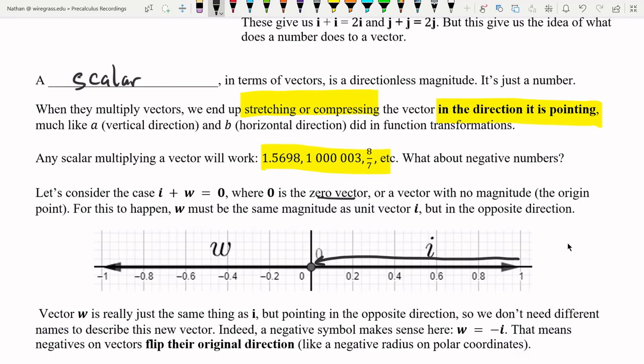And so we don't actually need a different symbol for this. All we need to do is say that w is negative i. And that's what a negative will do to vectors. All it does is flip the direction of the vector. It leaves the magnitude the same, unless, of course, you're multiplying by something like negative 2i. But just a negative will flip the direction of the vector.